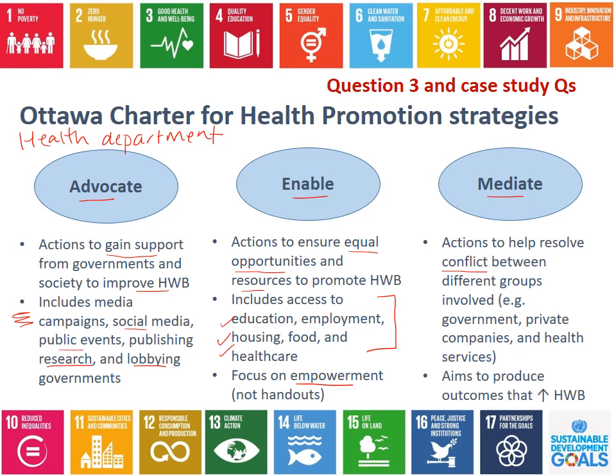Okay, an effective health promotion program aims to reduce or resolve these conflicts, and that will involve a bit of compromise. They might say, okay, well, you can't get your speed bumps this year. What we can do is pedestrian crossings for now because it's cheaper, and then we'll work our way up to that. Okay, so that would be resolving conflict with the ultimate aim of producing outcomes that increase health and well-being.